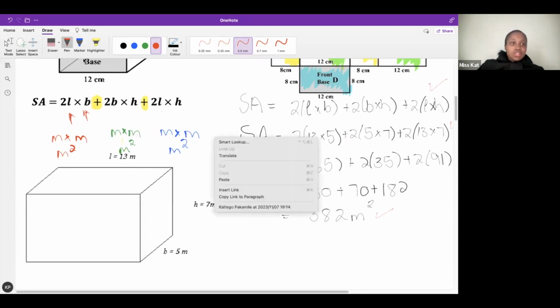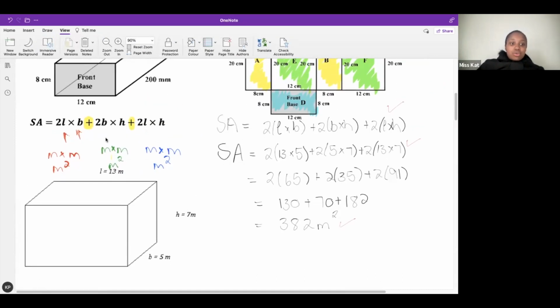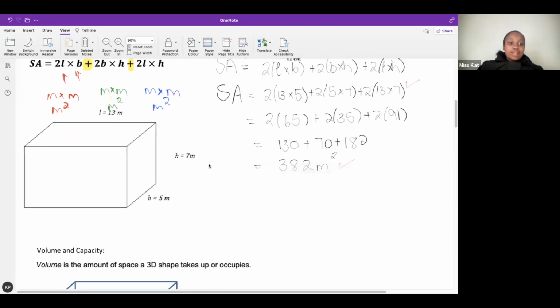If there are any questions, now's the time to raise your hands and ask. For everyone who was late, we're doing surface area and volume, but so far we have only touched on surface area. Okay, we should be done. Now let's talk about volume and capacity.